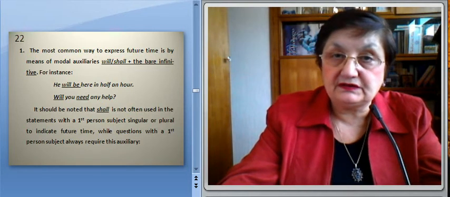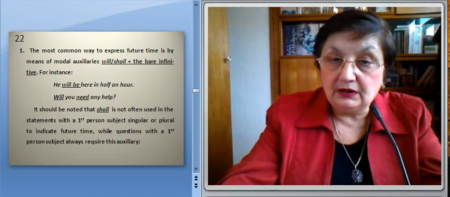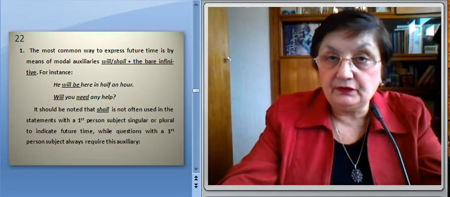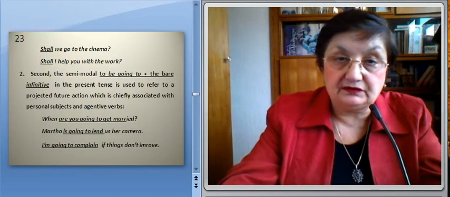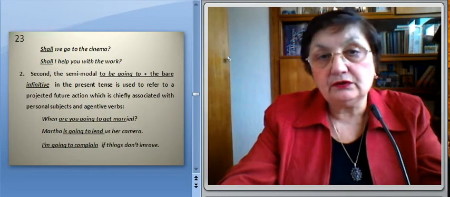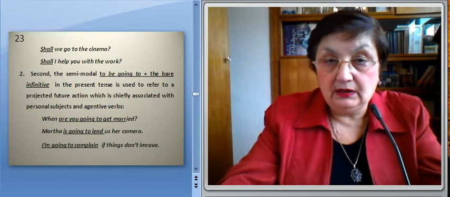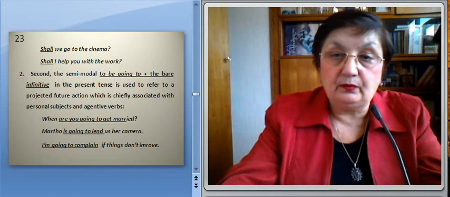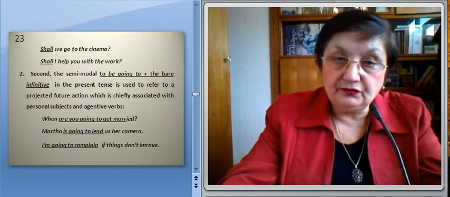For instance, "Shall we go to the cinema?" or "Shall I help you with your homework?" Second, the semi-modal "to be going to" plus the bare infinitive in the present tense is used to refer to a projected future action which is chiefly associated with personal subjects and agentive verbs. For instance, "When are you going to get married?"